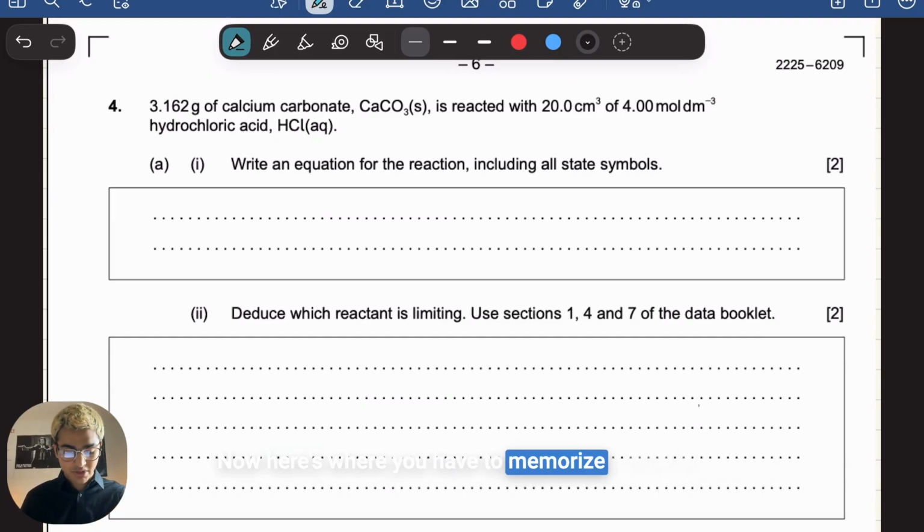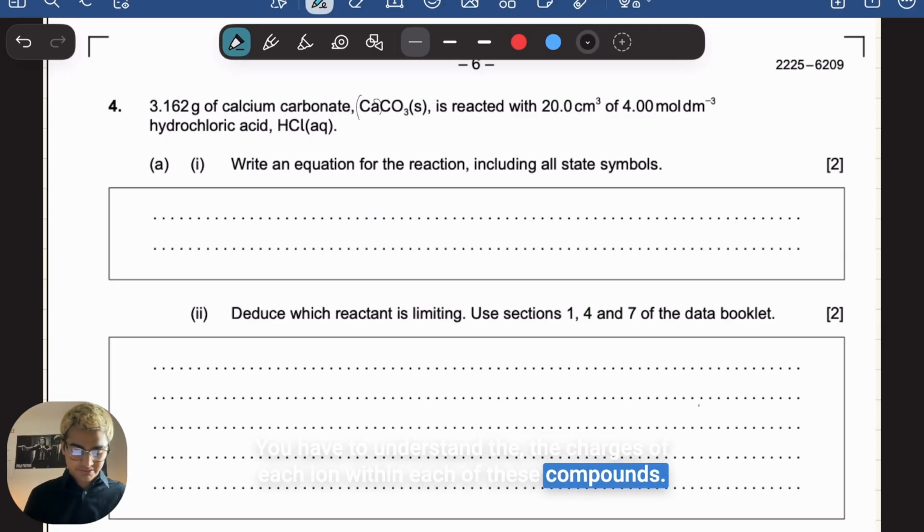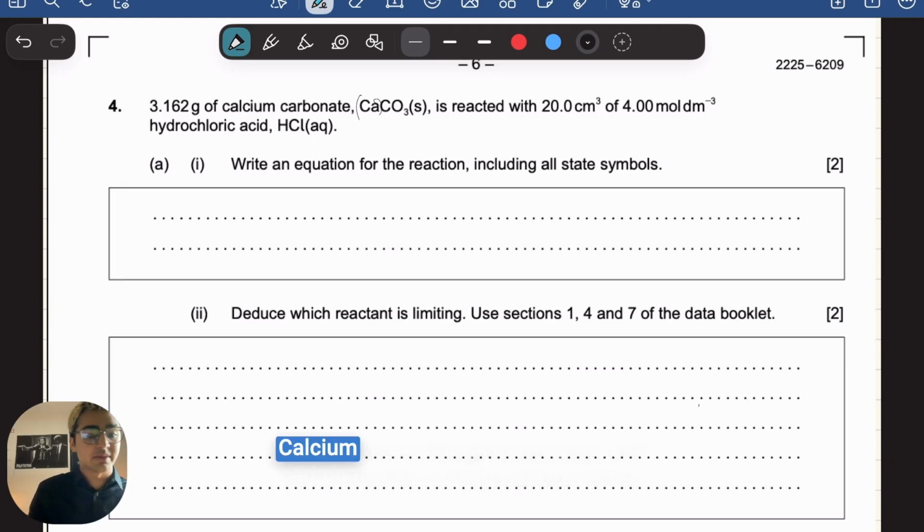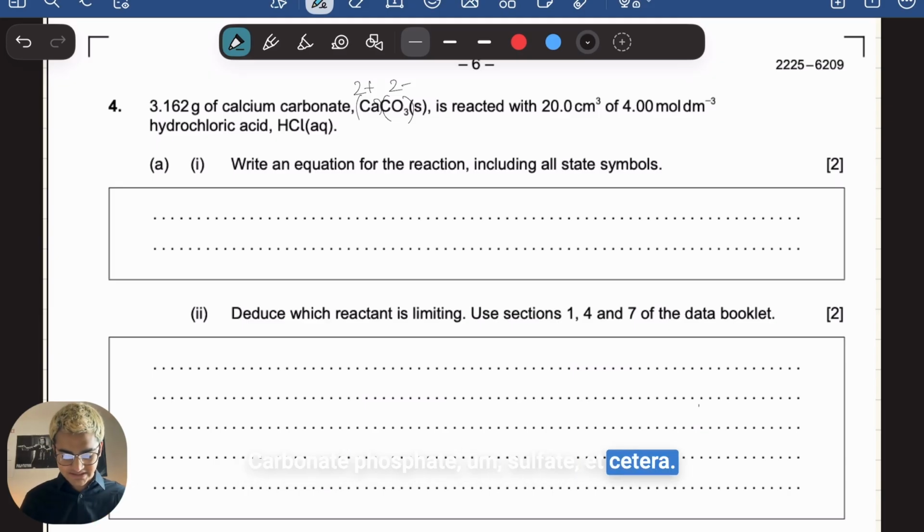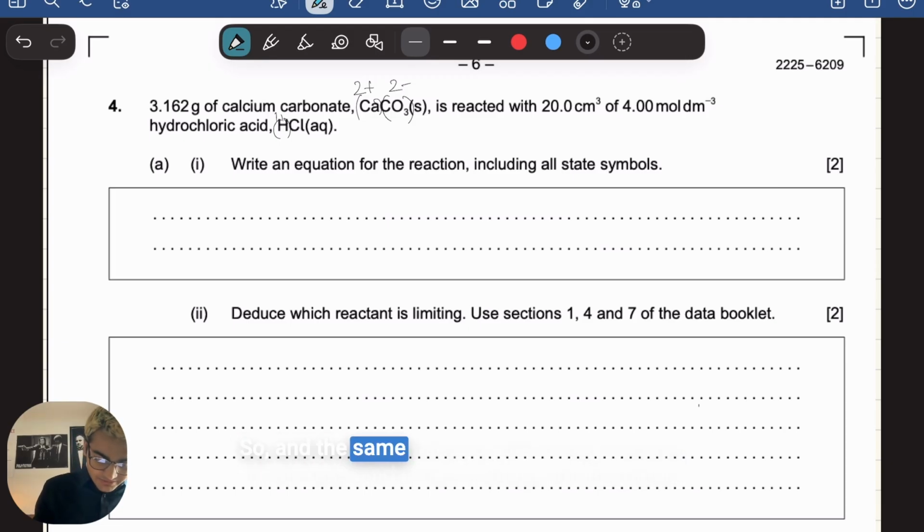Now here's where you have to memorize a little bit. You have to understand the charges of each ion within each of these compounds. So take calcium, for example. Calcium has a charge of 2+. And carbonate has a charge of 2-. You need to know this for certain ions like carbonate, phosphate, sulfate, etc. And the same thing for HCl. H has a charge of 1+, and Cl has a charge of 1-.